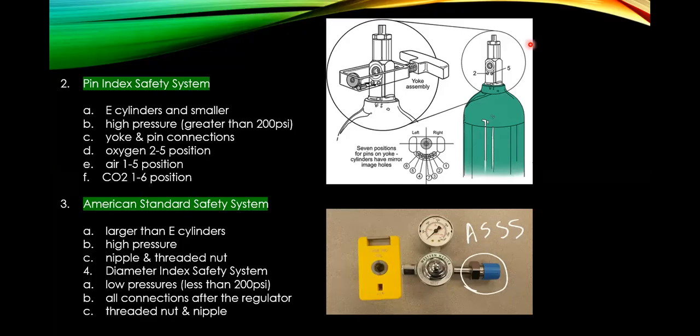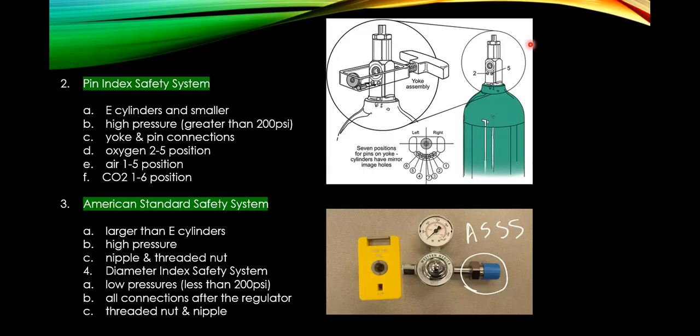So a recap, we have safety systems. The first safety system for the E cylinders and smaller, what is it? The first one before these. In America it is color coding. So color coding will be the first safety system. But if I'm colorblind, I can use the next one, which is the PISS, for the little pissant tanks, E cylinders and smaller.